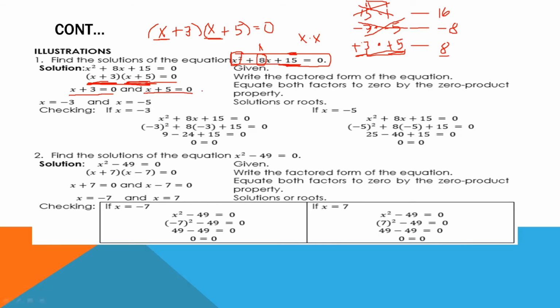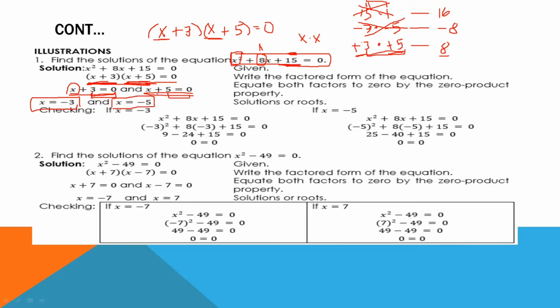And then, to get the roots or the solution, para makuha natin yung value ng x, what we are going to do is to transpose. Para makuha lang natin tong value ng x. Ita-transpose natin yung positive 3, kaya magiging x is equal to negative 3. Next is yung second factor natin. x plus 5 is equal to 0. So, to get the solution, transpose positive 5, magiging negative 5. Therefore, the value of x is negative 5.